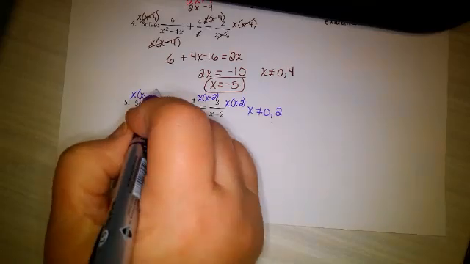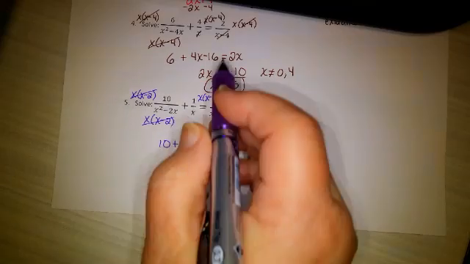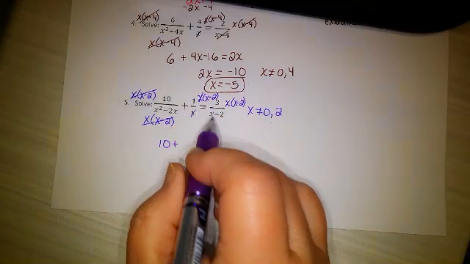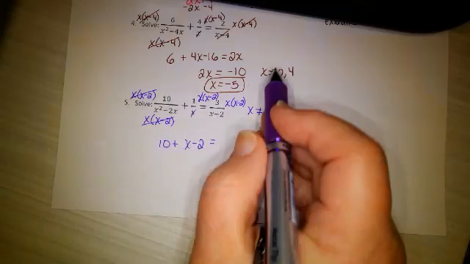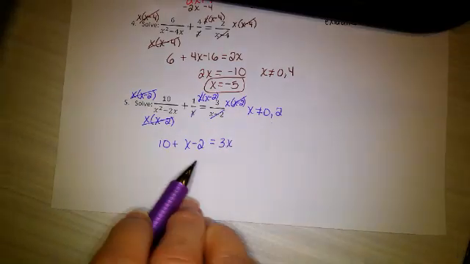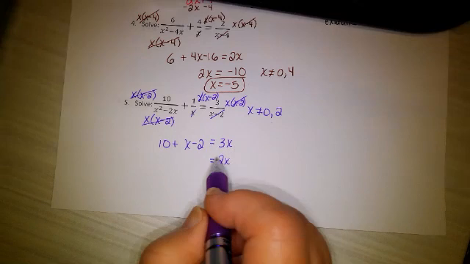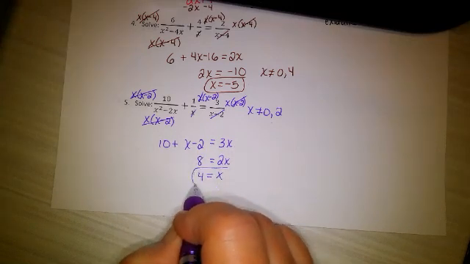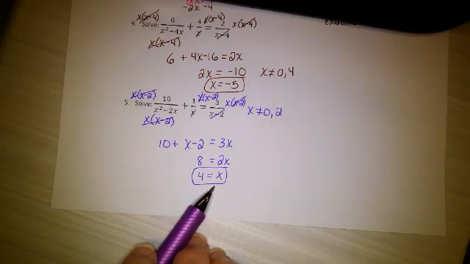So in the first fraction, everything divides out, and I'm left with 10. In the second fraction, just the x divides out, and 1 times x minus 2 is just x minus 2. And in my last fraction, the x minus 2 divides out, leaves me with 3x. So I'm going to subtract x. 10 minus 2 is 8. So when I divide by 2, I get x equals 4. 4 is not one of the restricted values, so it is okay to have for an answer.